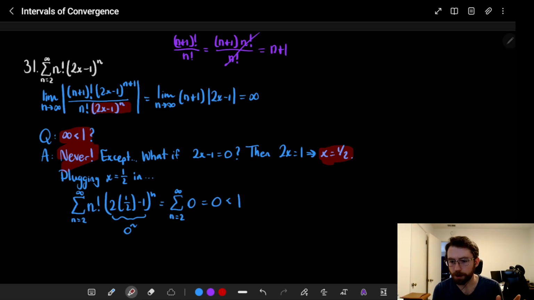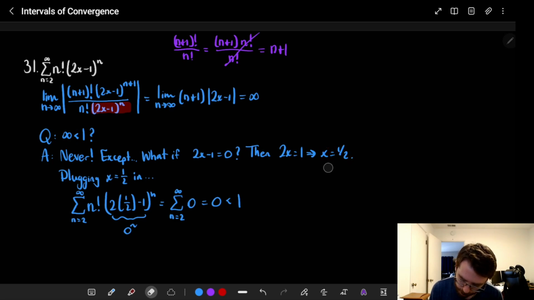This answer, though, says no other points work. You could try plugging in a point just barely to the left of a half or just barely to the right of a half, and the series would diverge. You could try that if you want. Try plugging in some nearby values and see that the series explodes. Well, either explodes or alternates back and forth forever. I think it will explode, though. Well, yeah, it should explode.